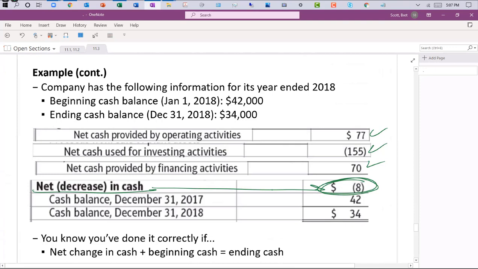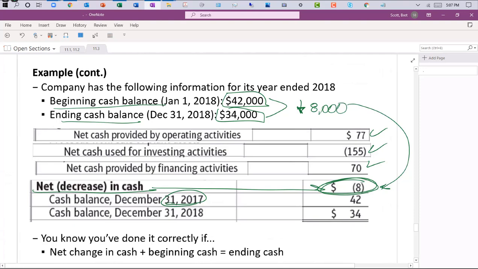Does that make sense? Well, if we look at the balance sheet, we can see the beginning cash balance, which is last year's ending, was 42. And we see the ending cash balance for the current year is 34. So we can look at this and say, oh, there was a decrease of 8,000 year over year. Guess what? That matches our changes in the cash account per the statement of cash flows.